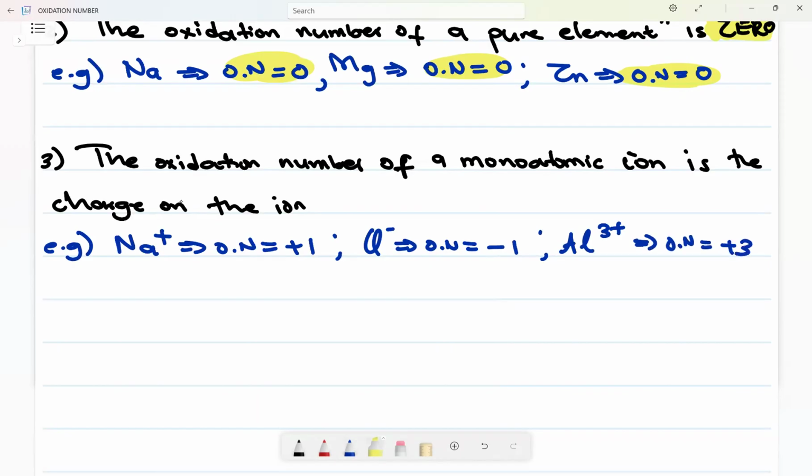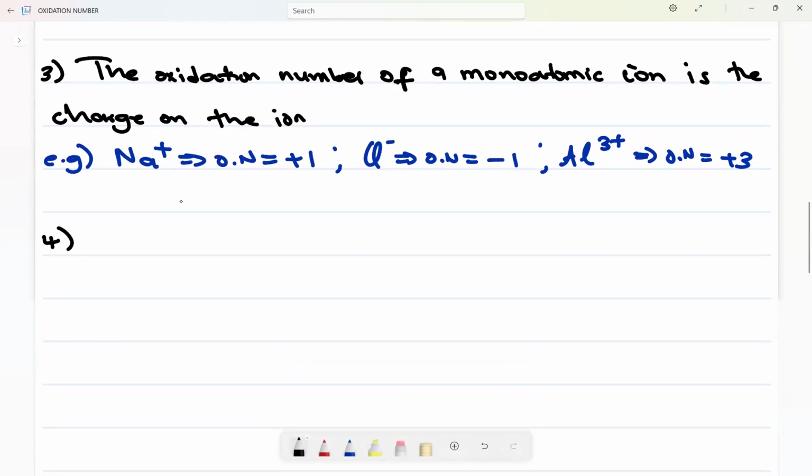Guys, what you see here, when you write the oxidation number, you just flip the sign and the number. Please don't make that mistake. But I believe in you guys. Now, let's go to some interesting stuff.